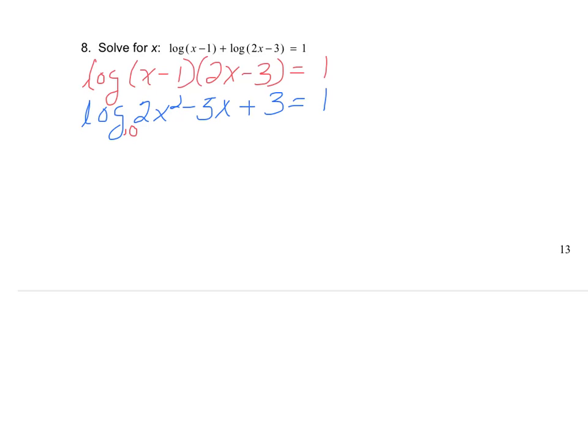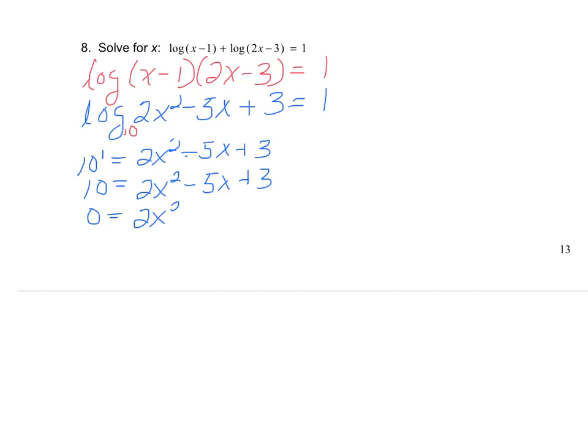So if I change it to an exponential, it's going to be 10 to the first power equals 2x squared minus 5x plus 3. 10 to the first power is 10, so 10 equals 2x squared minus 5x plus 3. I'm going to subtract 10 on both sides. 0 equals 2x squared minus 5x minus 7.